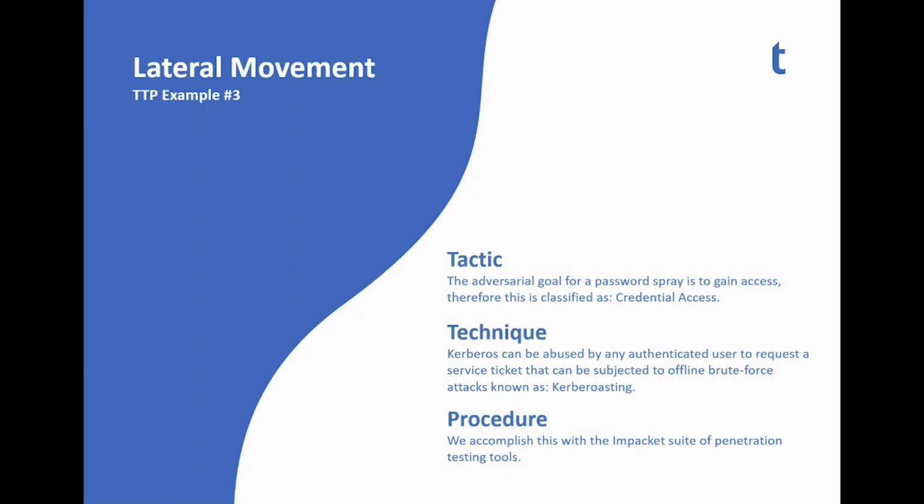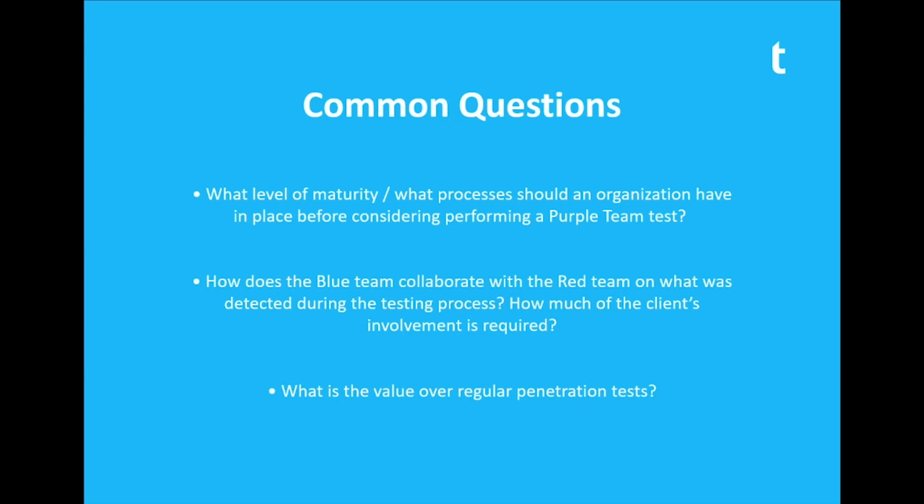Now that we've covered the overview of the assessment, its goals and methodologies at a high level, as well as the framework that we're using to tie everything together, and some examples of the TTPs that we have chosen to include in the assessment, we've anticipated a few common questions that we'd like to jump the gun on a little bit. And the first one is, what level of maturity, what processes should an organization have in place before considering a purple team test? Evan, what do you think there?